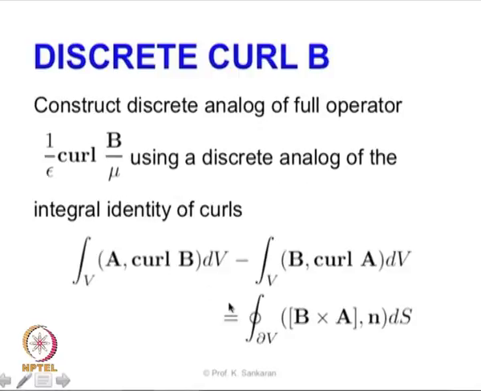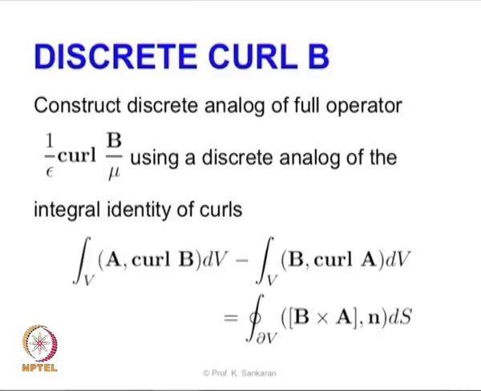So we start with the integral identity. This is from basic vector calculus, when we have an integral over a volume A comma curl B integrated over the volume minus integrated over the volume B comma curl A dV. It is nothing but the closed integral over the closed surface that encloses that volume B cross A comma N ds. So we are talking about the normal projection of B cross A, and the surface is going to be the surface that is enclosing this volume.